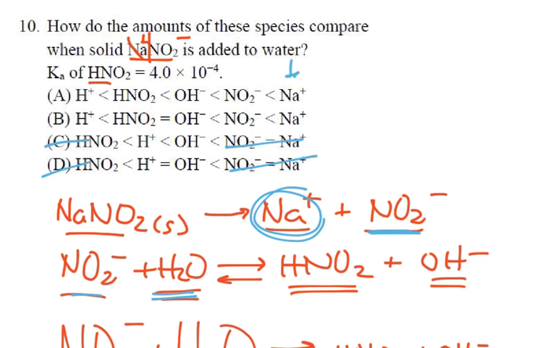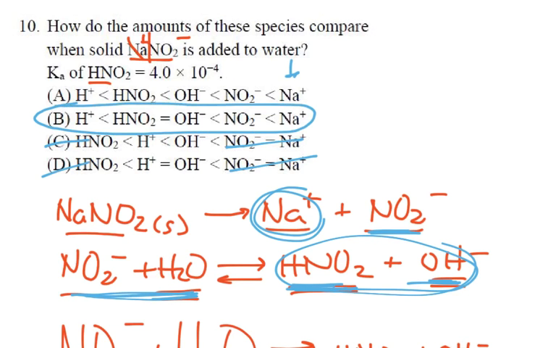Now what happens? The NO2 minus is my next concentration. That sounds good. But my HNO2 and my OH minus, those are going to be the same as each other, because every time one of these reacts, I get 1 and 1. That's kind of tied together. So that means my answer must be letter B. And that's my answer.